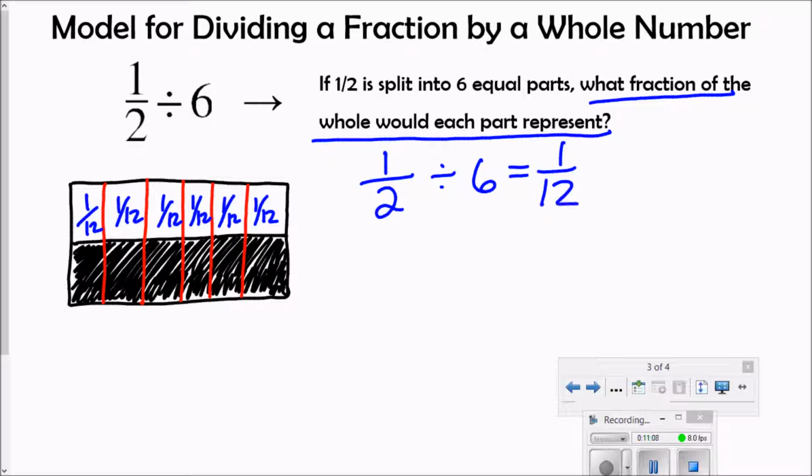In that case, I'm going to apply the same inverse reciprocal or keep, change, flip method. The 1/2 will remain the same. Take the inverse of division, and it becomes multiplication. Remember, a whole number can be written with a denominator of 1. So I'm going to take the reciprocal of 6 over 1 and make it 1/6. And we're just going to multiply numerators. 1 times 1 is 1, and then 2 times 6 is 12. So therefore, 1/2 divided by 6 equals 1/12.